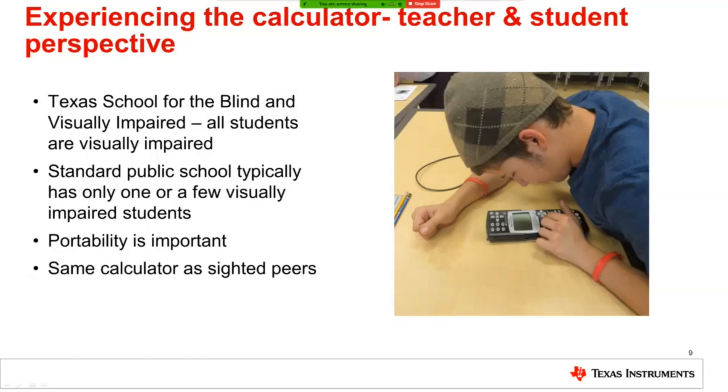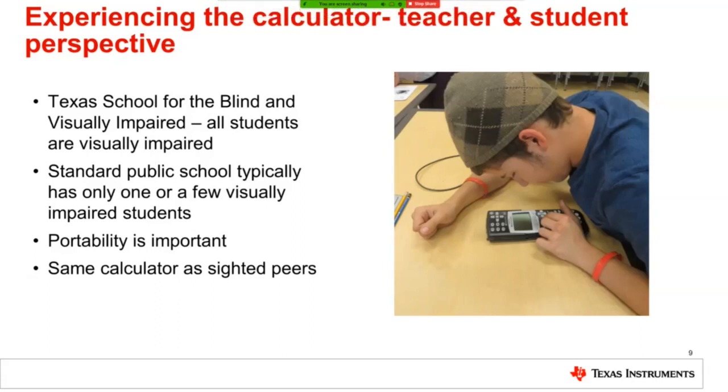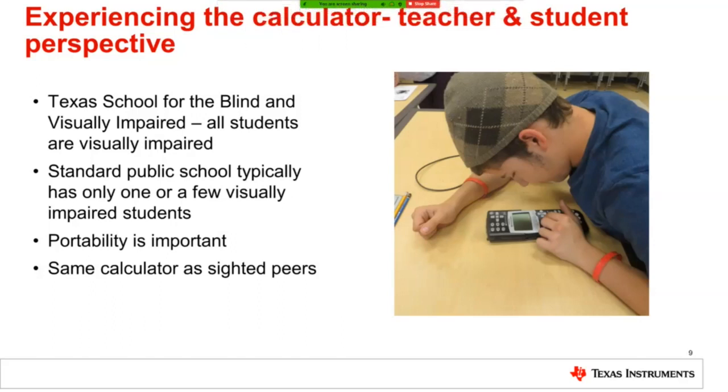I want my students to have the same calculator as their sighted peers, because the math teachers in any public school setting will all know how to use this calculator, maybe minus the talking part, but that part can be learned. With the creation of this calculator, visually impaired students not only have the same tool as their sighted peers, but it's also portable and can go with the student anywhere, home, the park, the library, or to a friend's house. And that's very different than what we had before.